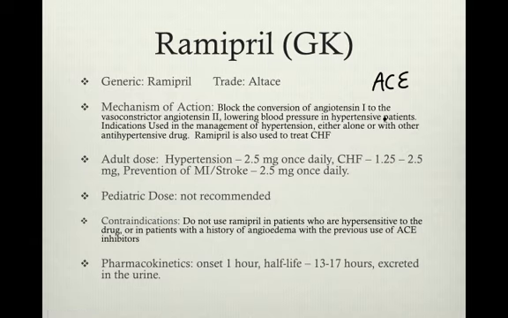For CHF, congestive heart failure, 1.25 to 2.5 milligrams. And prevention of MI or stroke, 2.5 milligrams once daily. Pediatric dose is not recommended. Pharmacokinetics, onset 1 hour, half-life is about 13 to 17 hours, and it's excreted in the urine. This ends part 1.